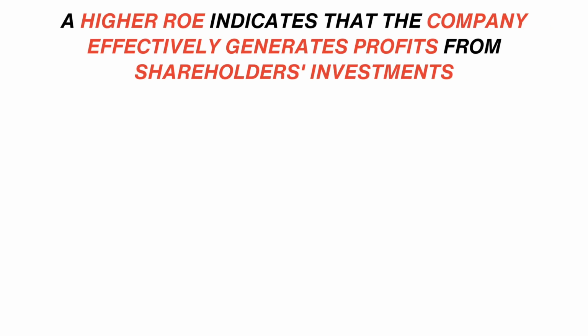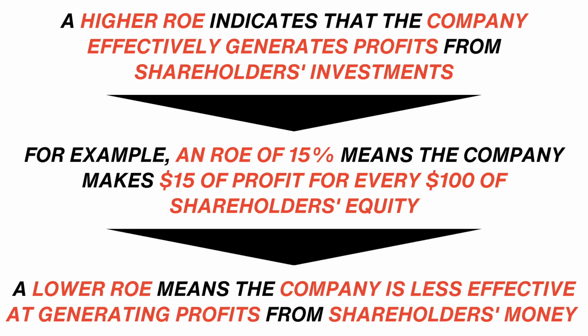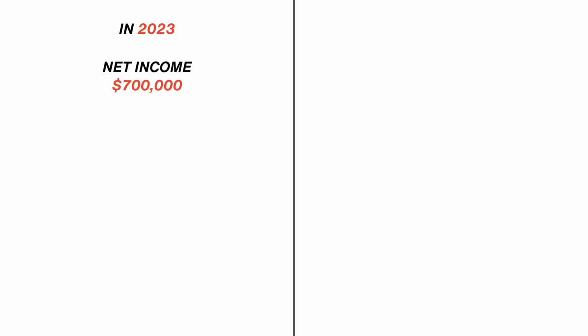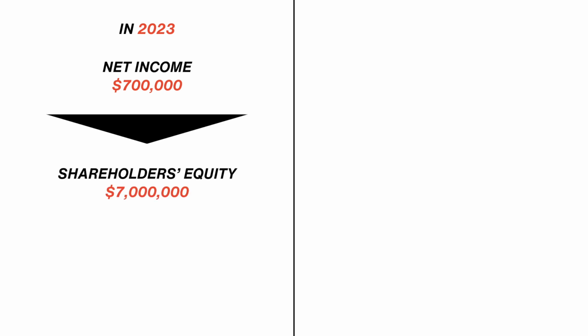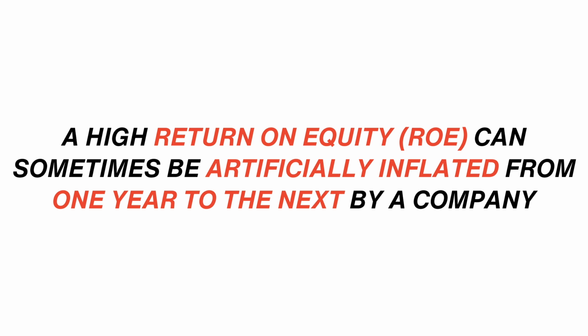A higher ROE indicates that the company effectively generates profits from shareholders' investments. For example, an ROE of 15% means the company makes $15 of profit for every $100 of shareholders' equity. A lower ROE means the company is less effective at generating profits from shareholders' money. If Tom's Toy Factory has a net income of $700,000 in 2023 and shareholders' equity of $7 million, their ROE would be 10%. A high ROE can sometimes be artificially inflated from one year to the next by a company.